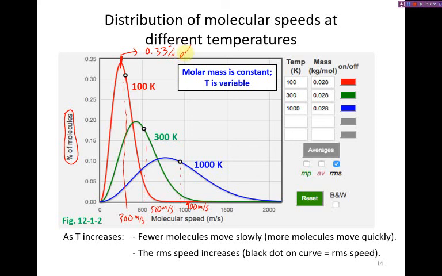So for this particular one, we see that roughly 0.33% of all molecules at 100 Kelvin have a root mean square speed of approximately 300 meters per second. If we sum up every individual vertical slice for a given curve, that should add up to be 100%.